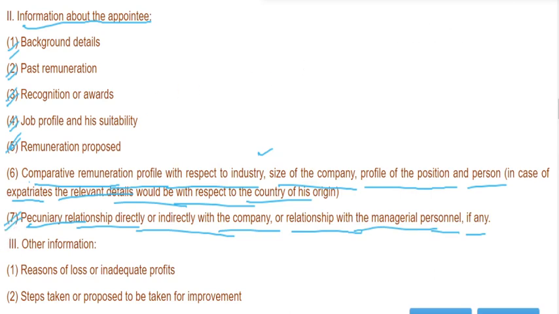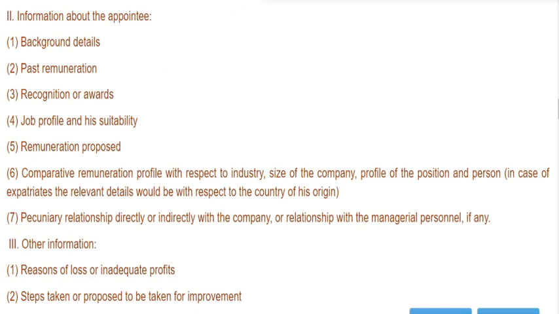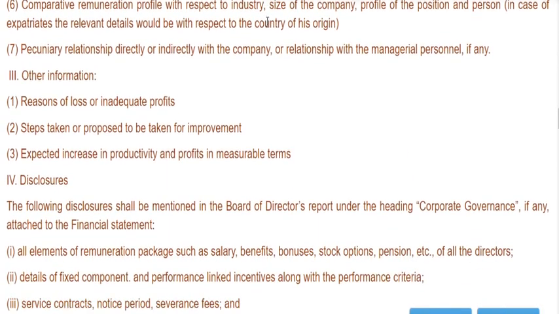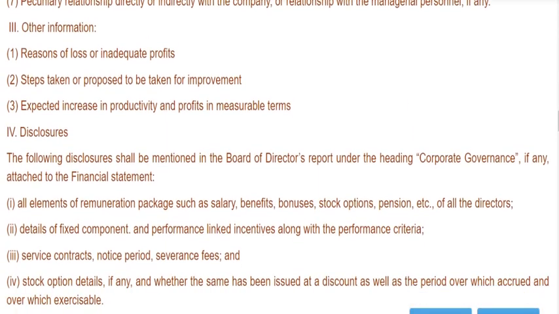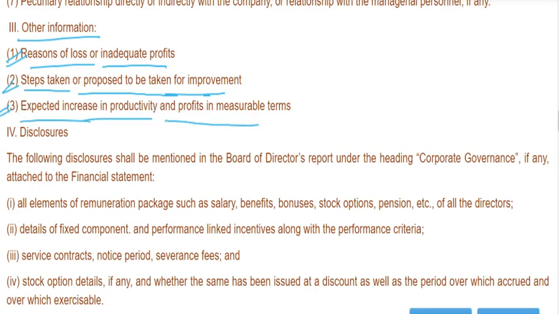Other reason, other information, a reason for loss or inadequate profit, steps to be taken or proposed to be taken for improvement, expected increase in the productivity or profits in measurable terms.